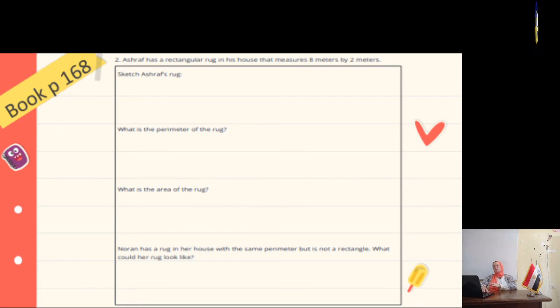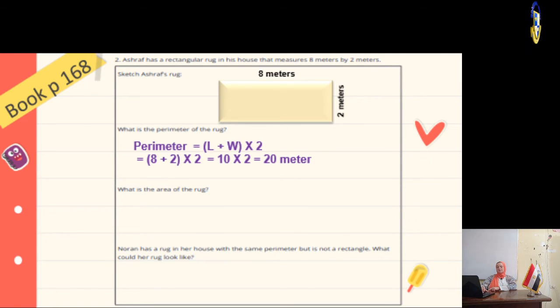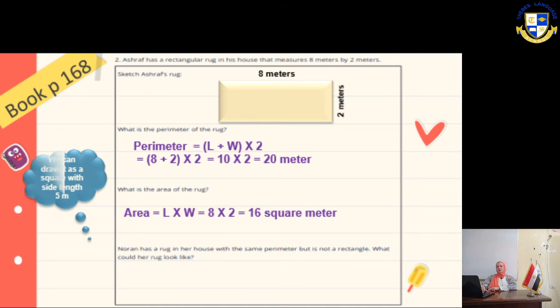that measures 8 meters by 2 meters. Here we have two sides, so it's a rectangle. So length equals 8, width equals 2. The perimeter will be length plus width times 2. So 8 plus 2 equals 10 times 2 equals 20. And the area will be length times width equals 8 times 2 equals 16.